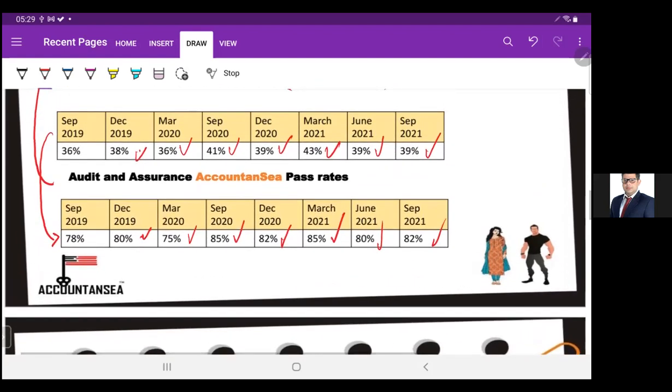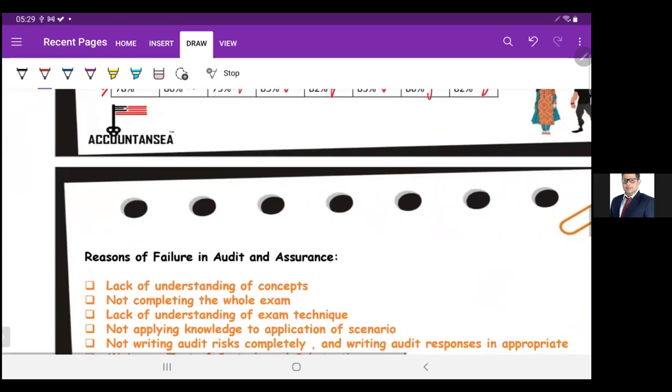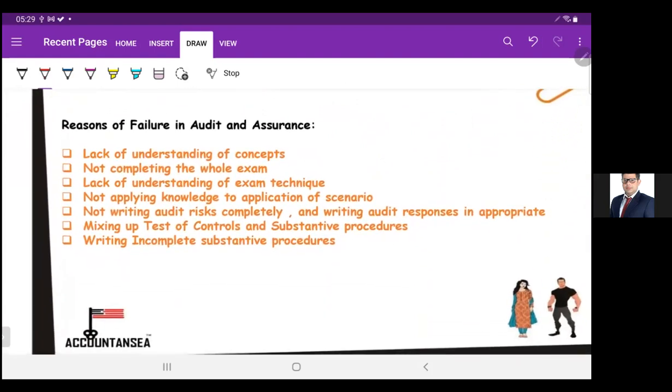Now, overall, why are the passing rates of Audit and Assurance so low? Why do the majority of students fail? Here are the reasons of failure in Audit and Assurance, which we will now discuss in detail.